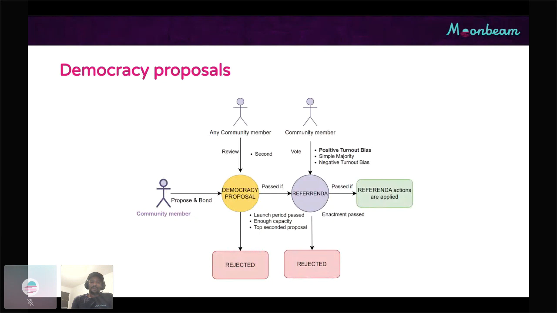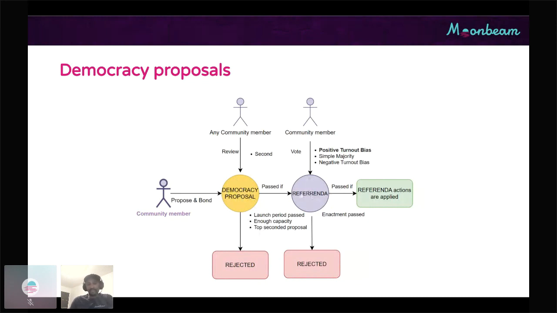Then it will become a democracy proposal where any other community member, these people here, will be able to review this democracy proposal and endorse it. By endorsement, it means that they will also attach a small deposit to this proposal to make it go higher and higher in this queue of democracy proposals. So as any community member can propose something, we can have a lot of democracy proposals. And the setup put in place is that only the most seconded proposal will move from the democracy proposal stage to the referendum stage, which is the purple one.